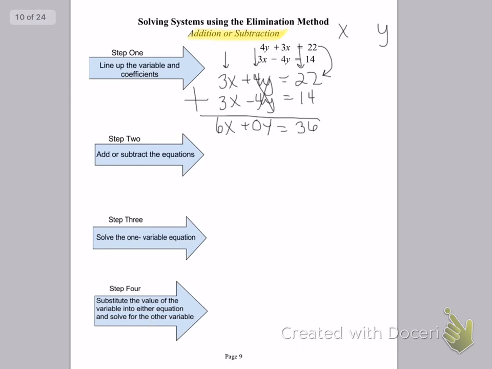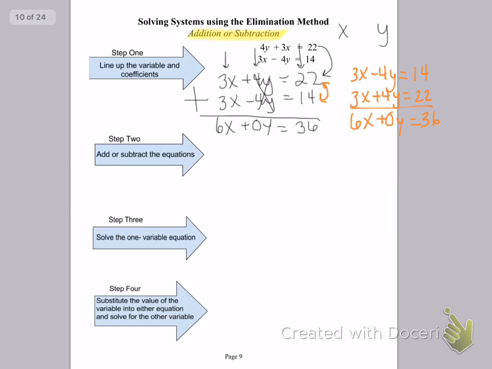The biggest thing I want you guys to see with these problems is if I were to flip these two equations. If I have 3x minus 4y equals 14, and then I have 3x plus 4y equals 22, according to the commutative property of addition, we're going to get the exact same thing. We'll still have 6x plus 0y equals 36. So whichever way you line them up, whichever one's on top or on bottom, you're going to get the exact same result when we're doing addition and subtraction.